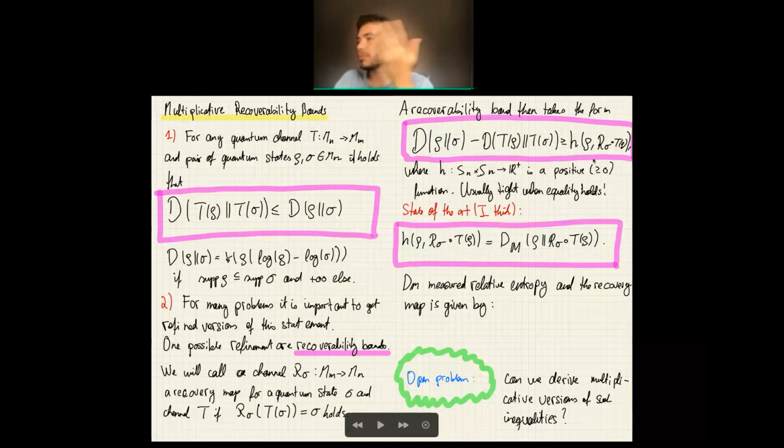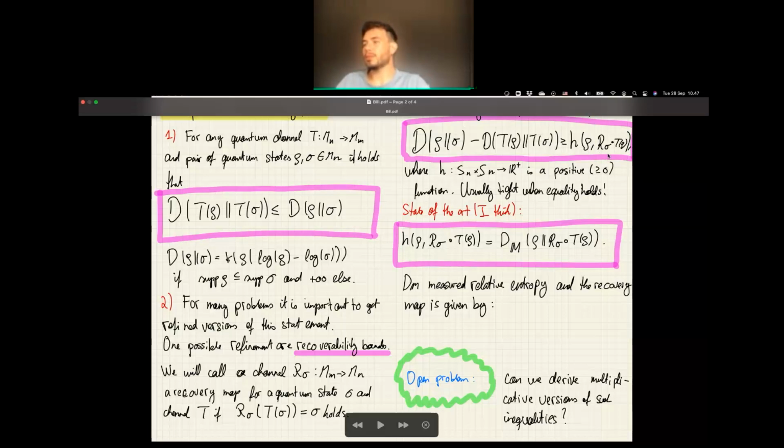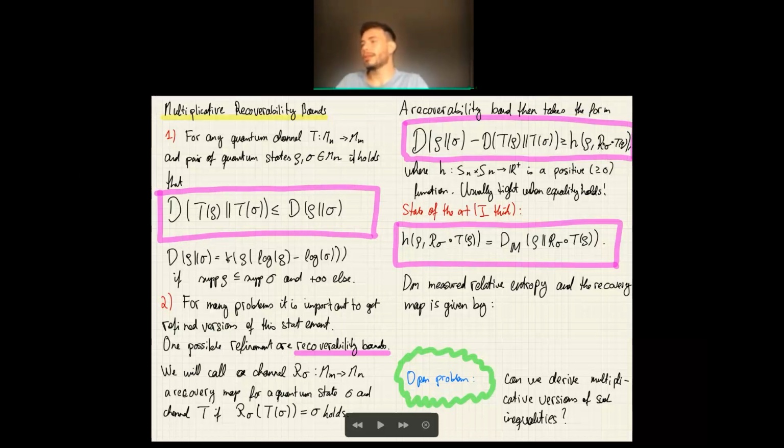Yeah, so they're usually of the form that you take the relative entropy before applying the map minus the relative entropy after you apply the channel, and you want to show that it's lower bounded by some function that depends on your initial state and what happens when you apply this recovery channel to the state after you apply the channel. And this has to be a positive, or equal to zero, quantity, which then, of course, if you just plug in the fact that this is greater or equal to zero, you recover the inequality on the left.